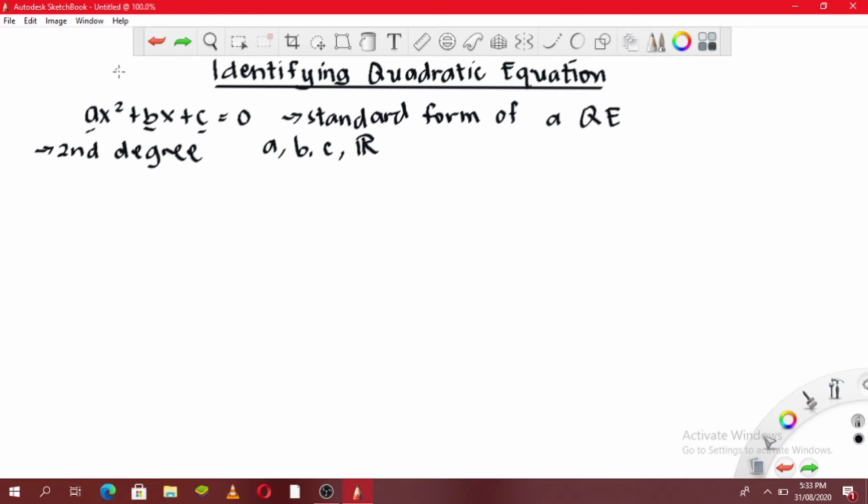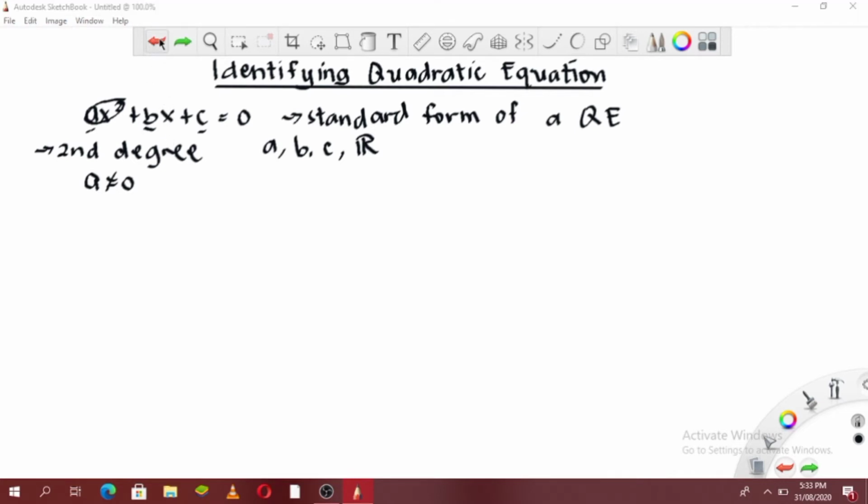And, aside from that, in a quadratic equation, a should not be equal to 0. Why? Because if a is equal to 0, ito ay magiging 0. 0 times x squared or any number multiplied to 0 is 0. So, mawawala na tong term na to. Matitira na lang ito. So, ang power, ang degree ay 1. 1 na lang ang degree. So, hindi na siya quadratic, kundi linear equation.